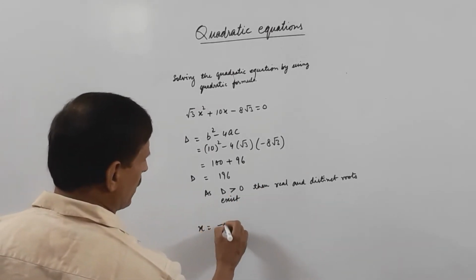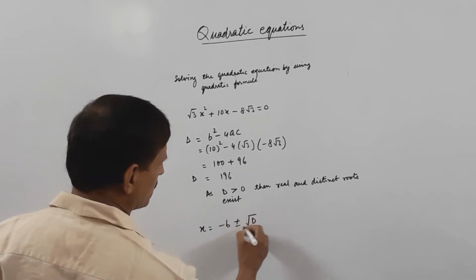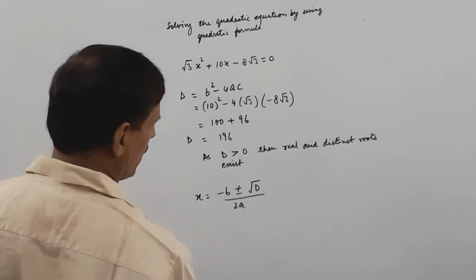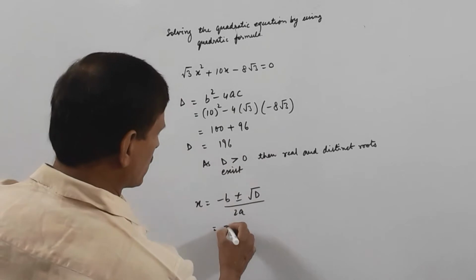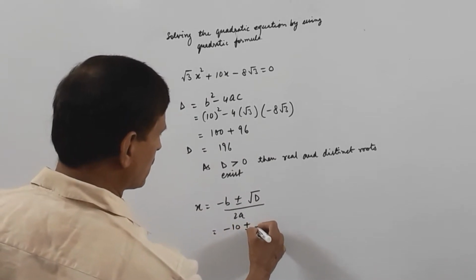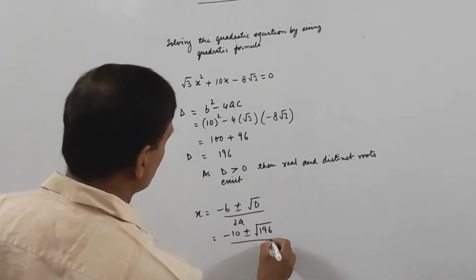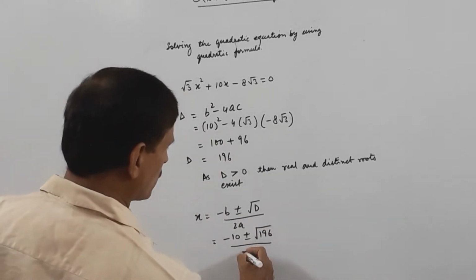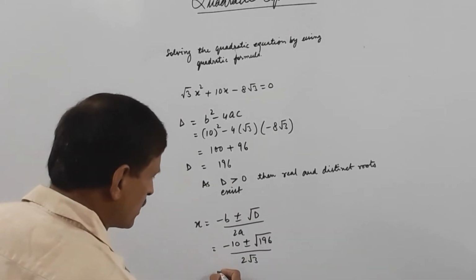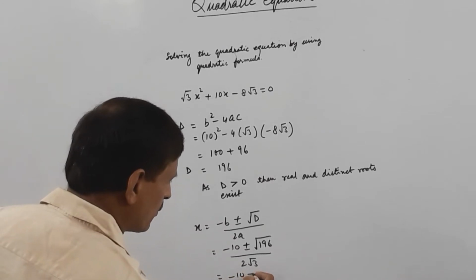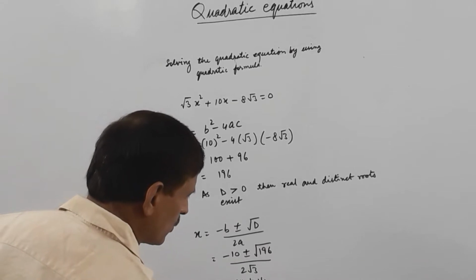We know x is equal to minus b plus minus square root of the discriminant upon twice of a. That is equal to, b is 10, so it is minus 10 plus minus the square root of 196, which is 14, upon a is root 3, so that is 2 root 3, and that is equal to minus 10 plus minus 14 upon 2 root 3.